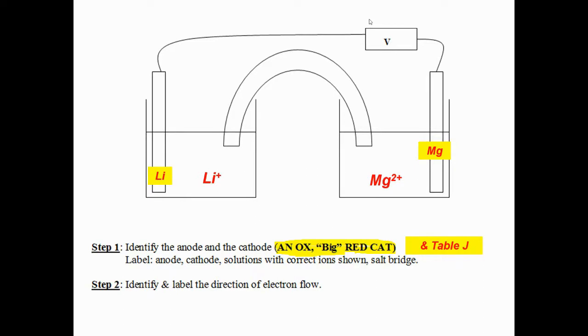We need to use Table J, An Ox, and Red Cat. So hit pause, figure out which one is higher on Table J. Oh, lithium is at the very top. So lithium must be the anode because that's where oxidation happens. The highest metal gets oxidized. So this is the anode.